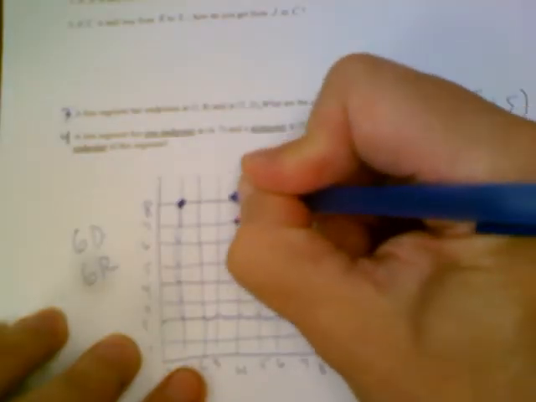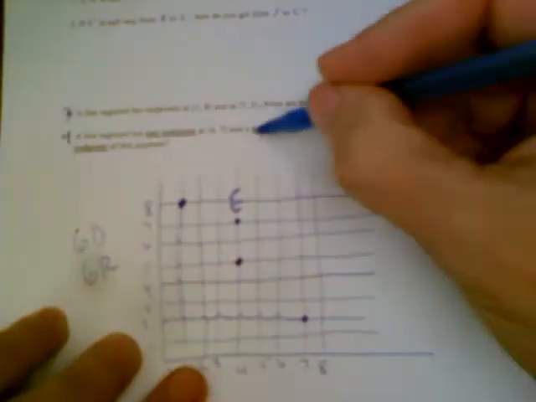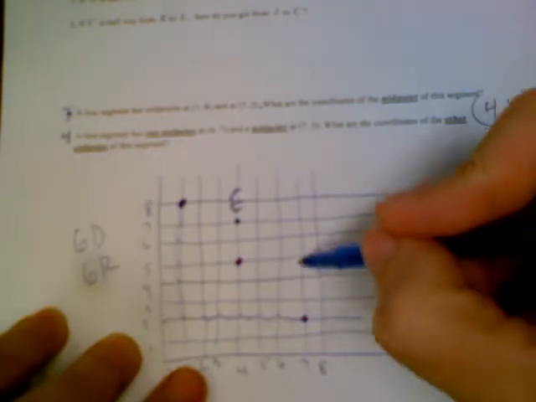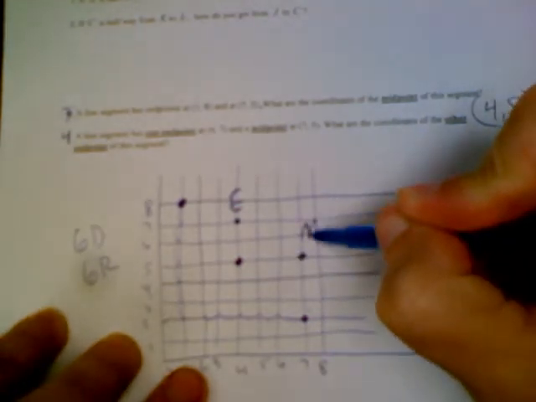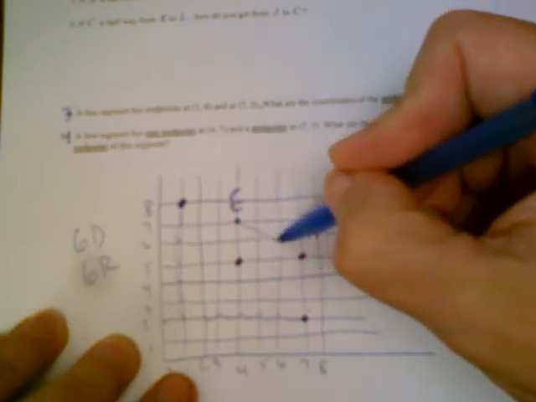A line segment has one endpoint at (4, 7). There's one endpoint. I'm going to put a big E there for endpoint. And it has a midpoint at (7, 5). I'm going to put a big M there for midpoint. So if we're asking what are the coordinates of the other endpoint of this segment, well, here's one endpoint, here's one midpoint. We've got to go past that midpoint to find the other endpoint.